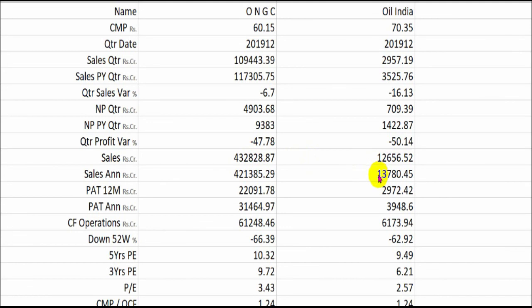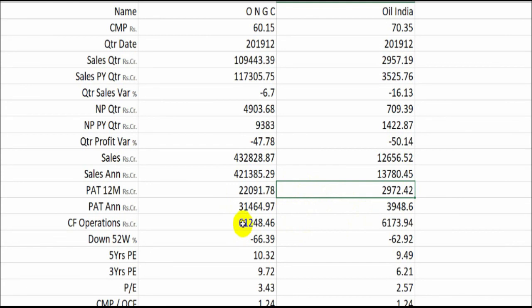Oil India is a smaller company compared to ONGC. The total sales were 13,000 crores in 2019, and in the recent 12 months the sales have dropped. So ONGC sales have increased and Oil India sales have decreased by around 1,000 crores. When we look at the profit in 2019 against the recent 12 months, the profits have dropped from 31,000 crores in 2019 to 22,000 crores in the recent 12 months. The profits for Oil India have also fallen by around 1,000 crores, from 3,900 to 2,900 crores. So the margin pressure on profits for the recent 12 months is there for both the companies.